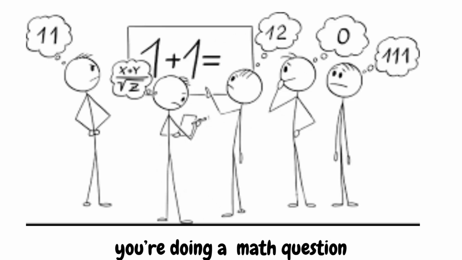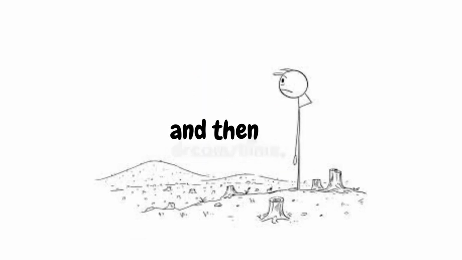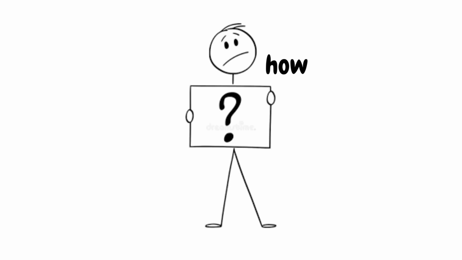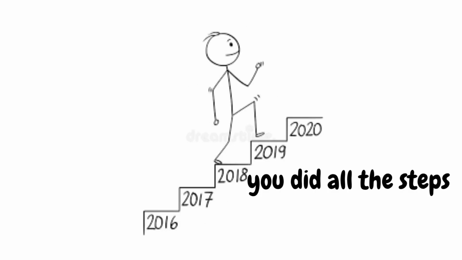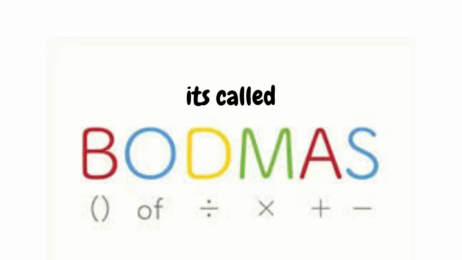Imagine this. You're doing a math question, and you're confident. You multiply, you add, you subtract, and then you get the answer totally wrong. How? You did all the steps. Well, turns out you didn't follow the secret math rule. It's called BODMAS or BIDMAS.